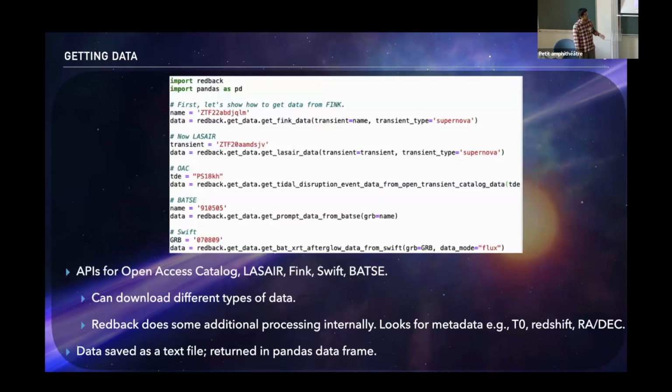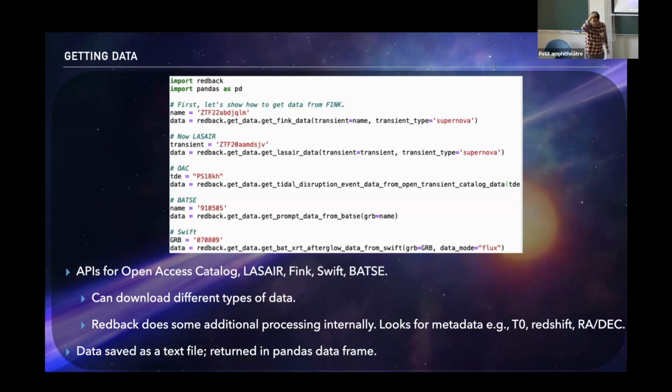For example, this is how the interface works for getting data. If you want to get data from Fink, which is a broker, you have one line of code which says this is the name of the transient you want, which is some ZTF name. You know it's a type of supernova because Fink has done the hard work of classifying, or someone else. You then get a data file at the end, which is just a CSV file.